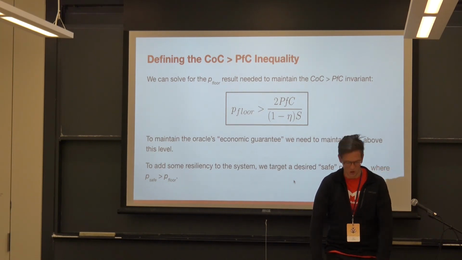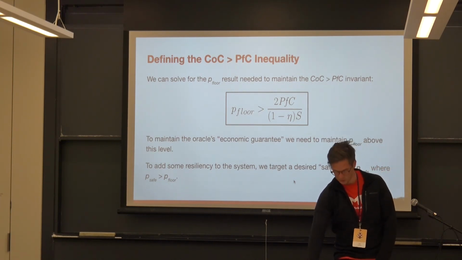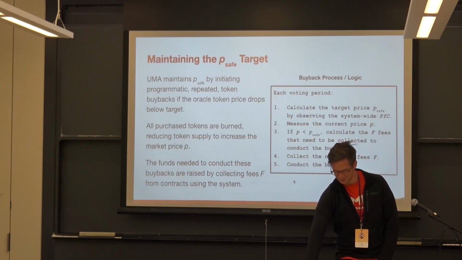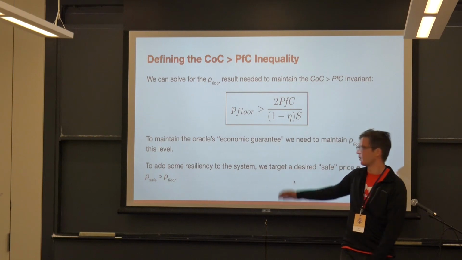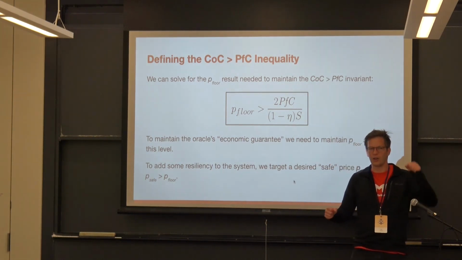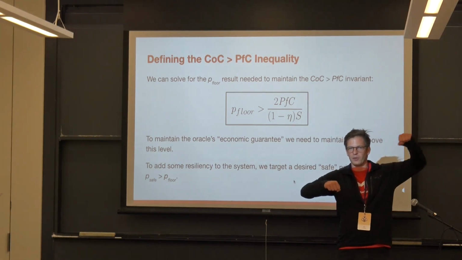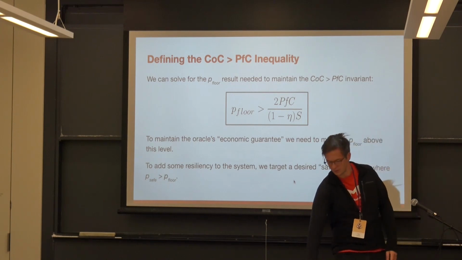This is a short presentation, so I'm not going to go into all of it. Then I add this last thing: we create a buffer above this floor price. We call it our safe price.